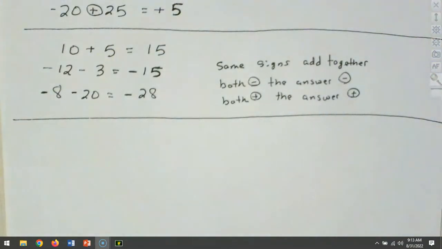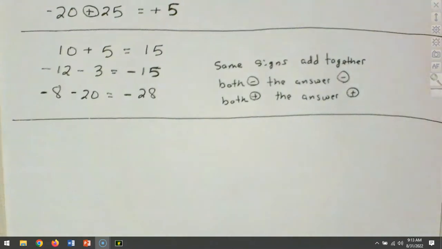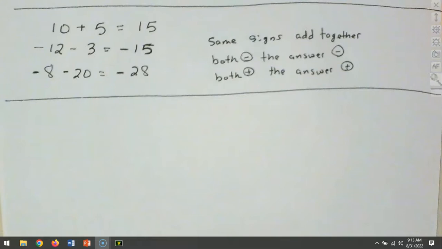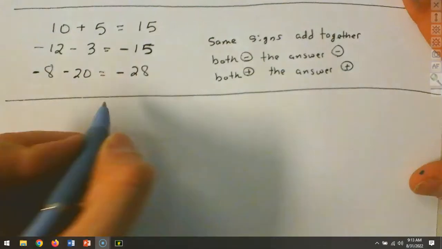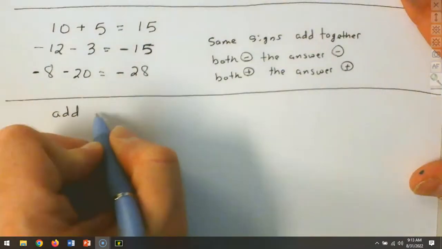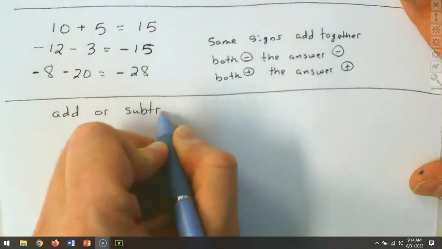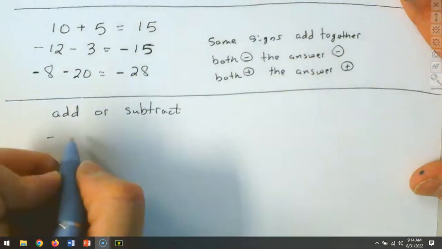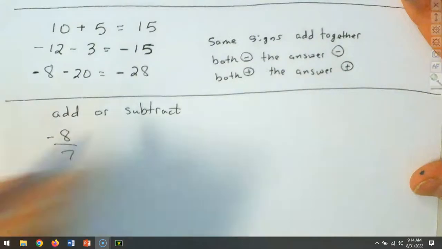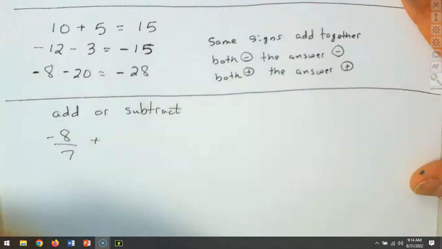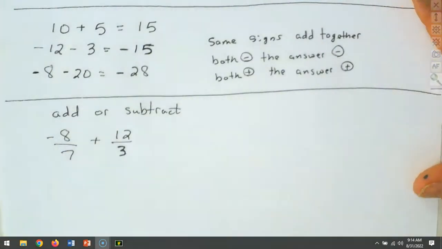Now let's look at some fractions. Fractions are going to work the same way. When we add or subtract fractions, we have to have a common denominator. So we're going to add or subtract here: minus 8/7, how about plus 12/3? Now, we cannot cross multiply. We cannot do that. We are adding or subtracting.